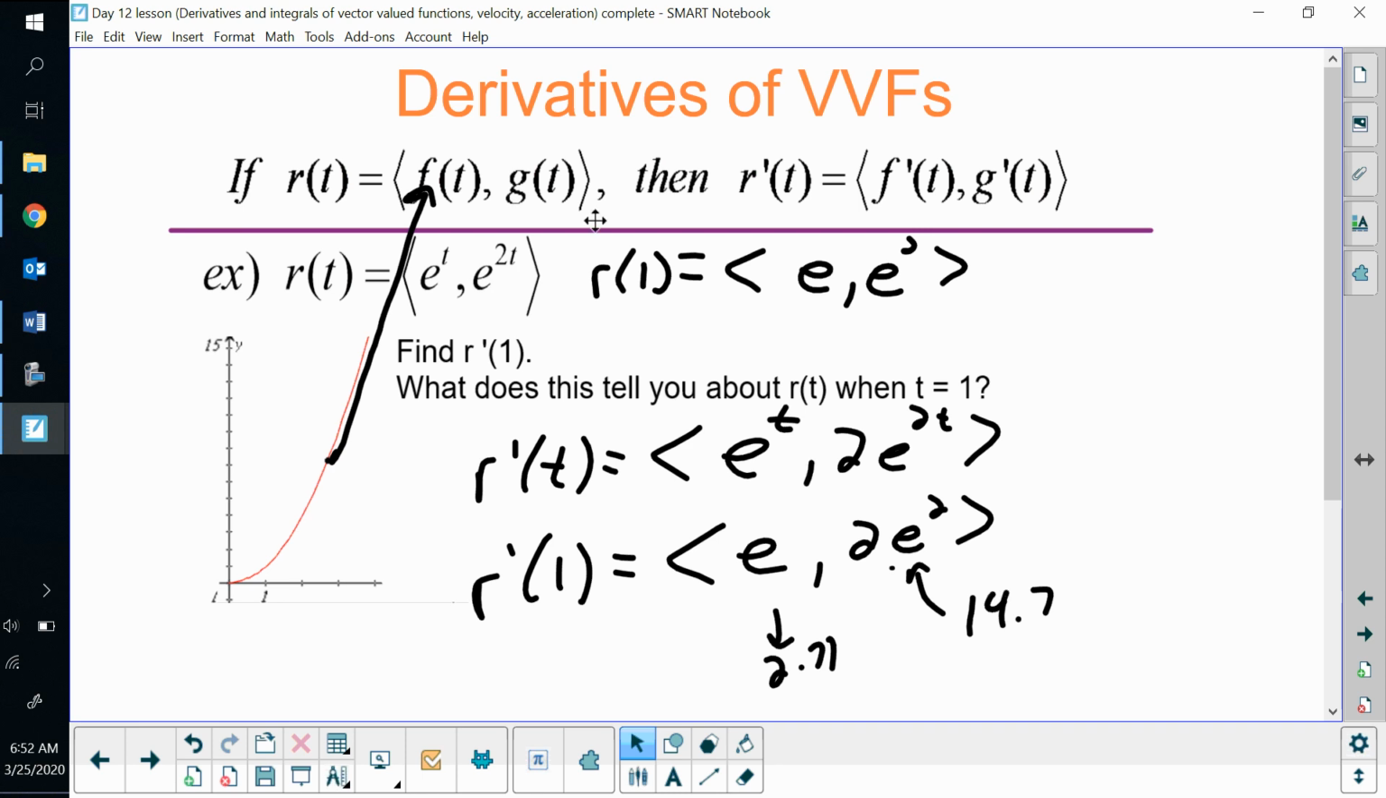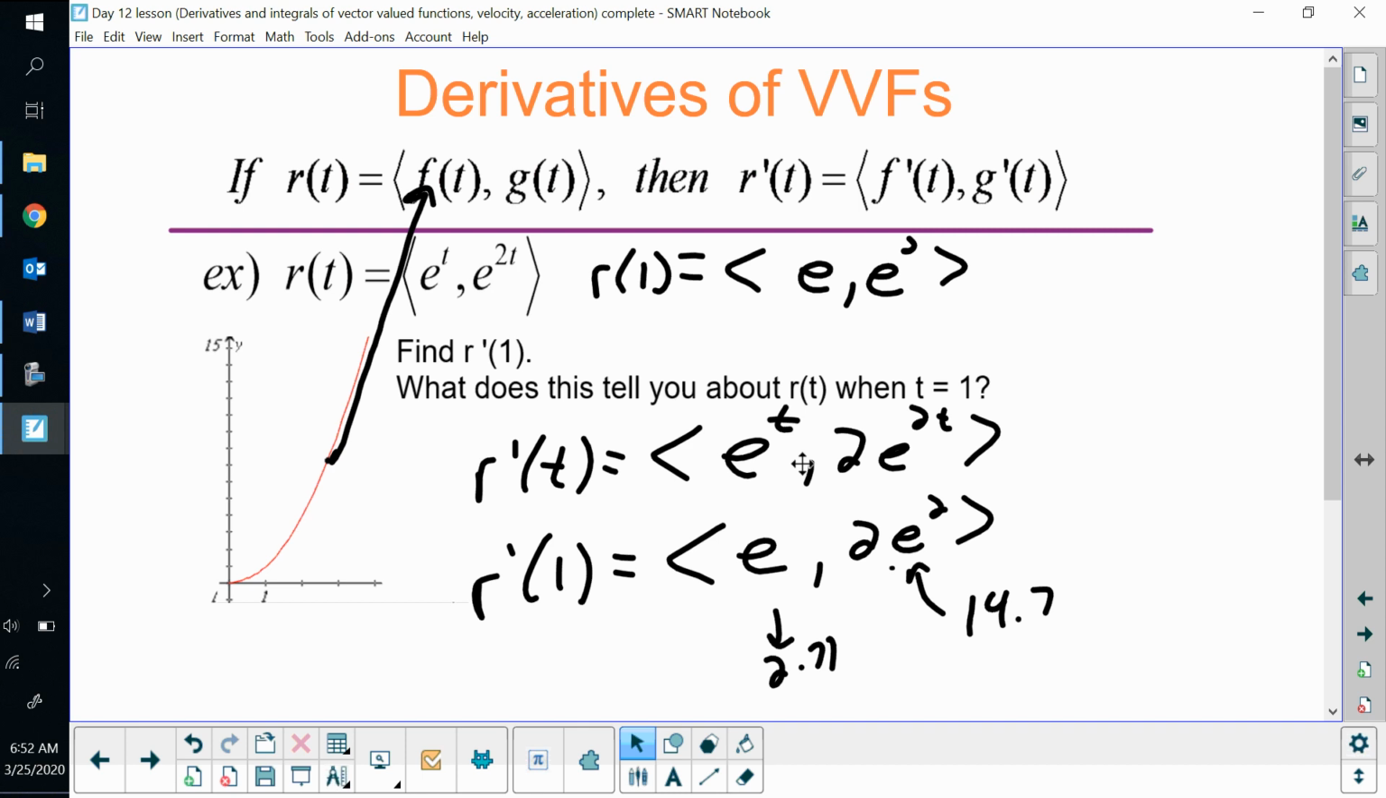Pretty basic. If you have r of t as this vector valued function, the derivative r prime of t is just the derivative of the individual parts. So if we have r of t as e to the t, e to the 2t, its derivative down here would just be e to the t again and 2e to the 2t. So pretty basic for finding the derivative.